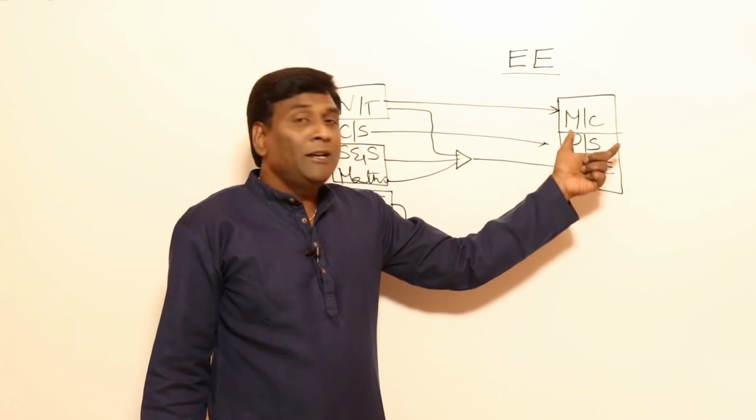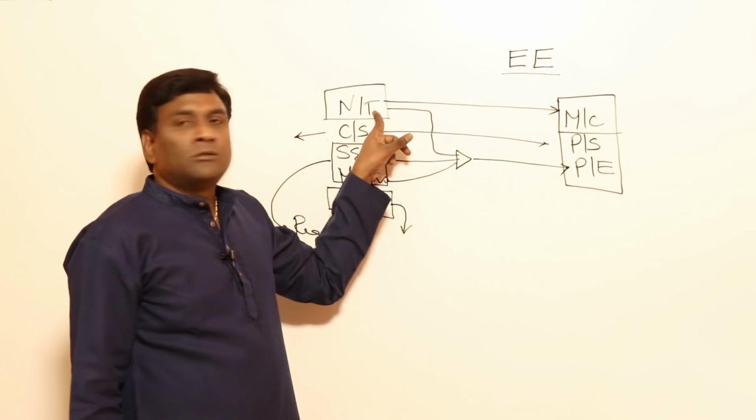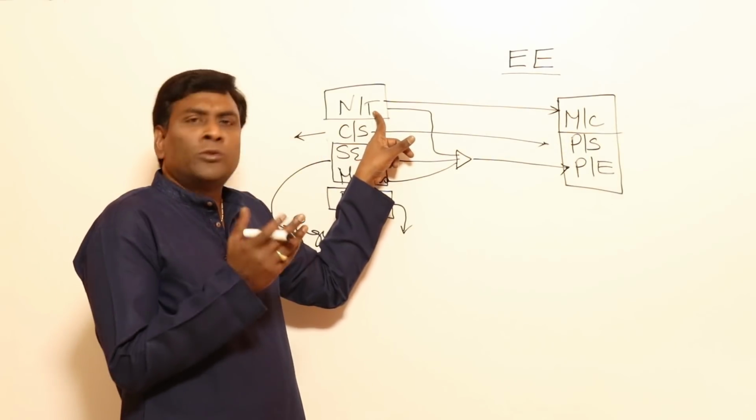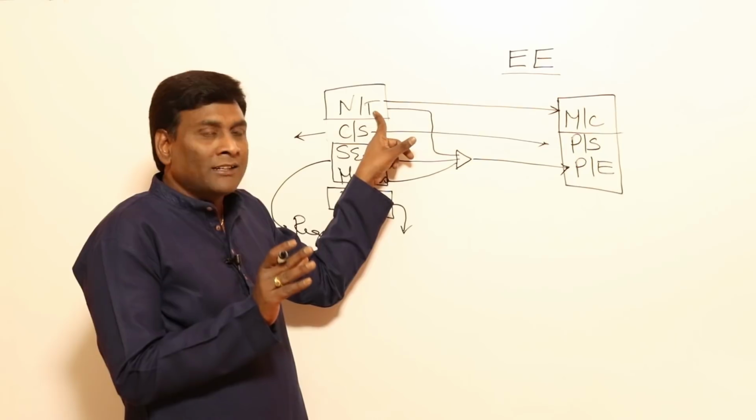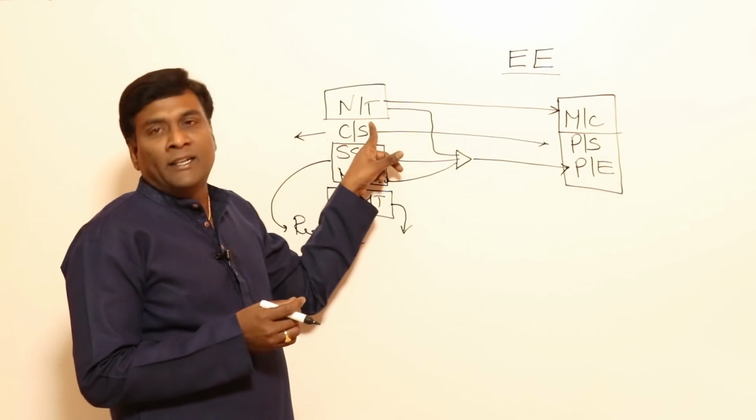Now, if you divide machines and power systems, in order to understand machines, the two-port theory of network theory is not required, but to understand power systems, ABCD parameters and all, two-ports have to be done here.